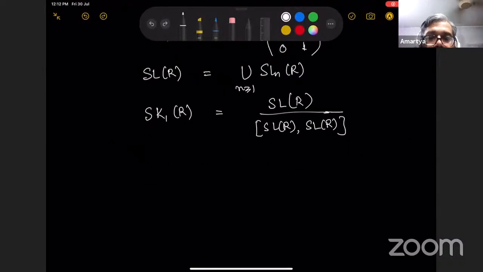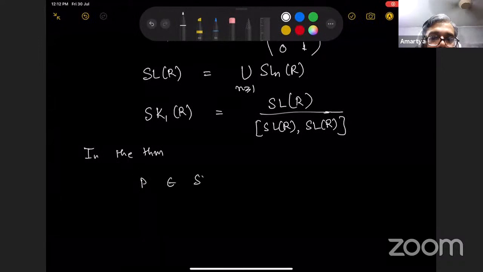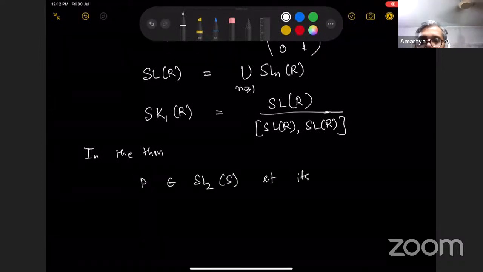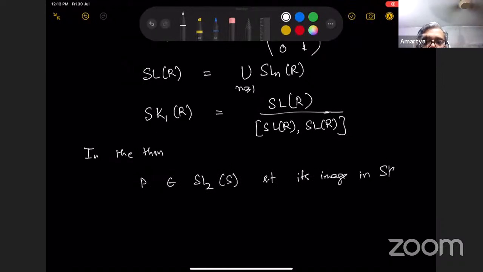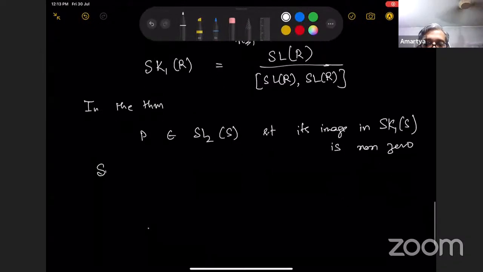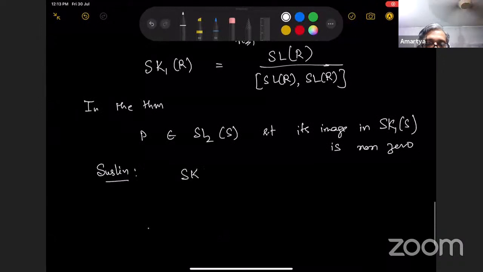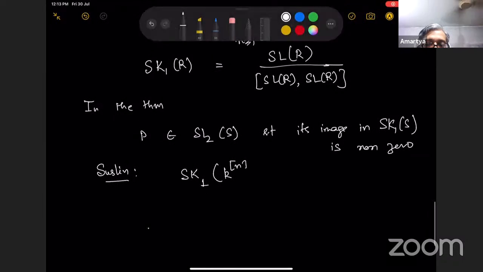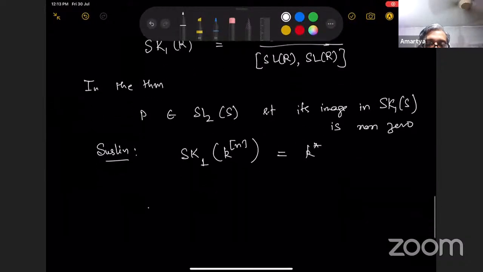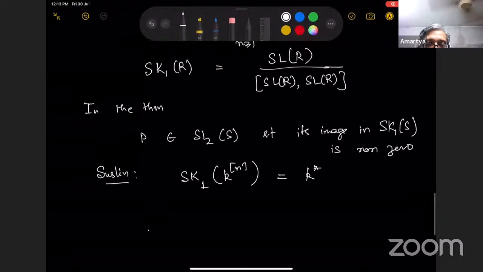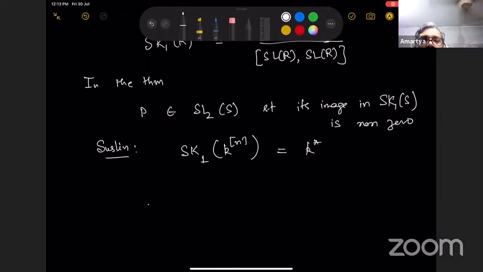In the theorem, we need a matrix in SL2 of S such that its image in SK1 of S is non-zero. And there is a famous result, due to, I don't remember exactly, I think it's Suslin, who proved that SK1 of a polynomial ring, if K is a field, is trivial. So that means every matrix can be written as a commutator after adding some variables.